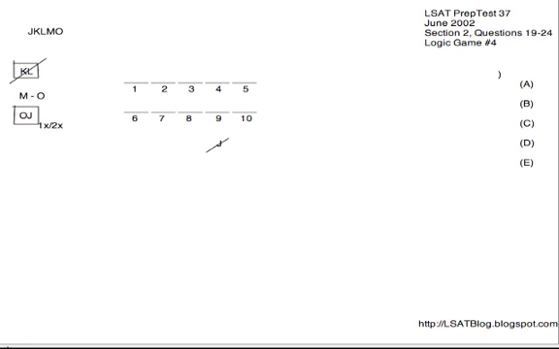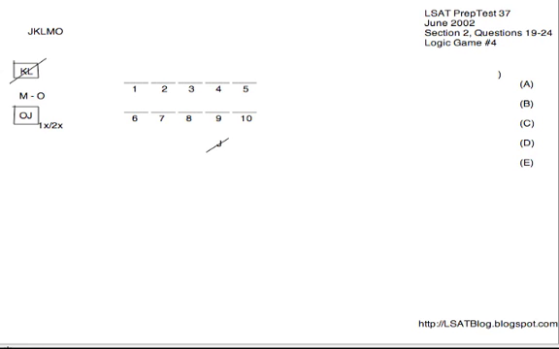Hey guys, this is test 37, game 4. This is the swim relay race game. It's an ordering game. We know this because the laps are numbered 1 through 10, and we have the rules referring to before and after. So I've laid out a bunch of stuff here, but I'm going to explain all of that.